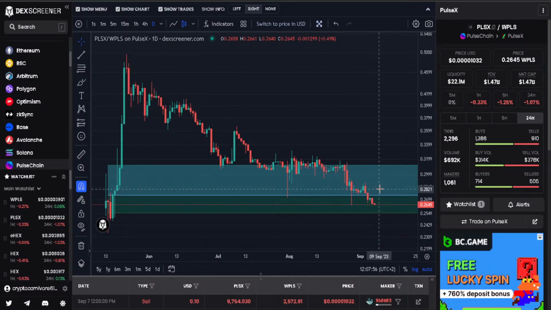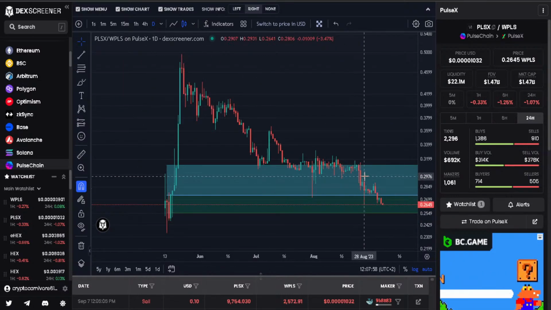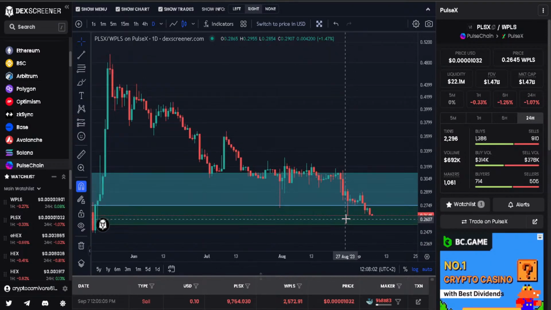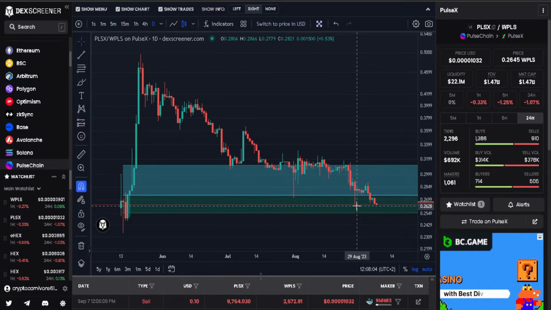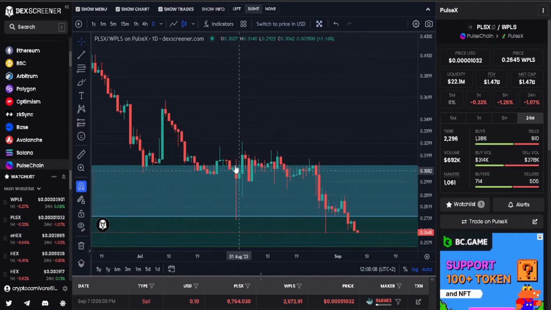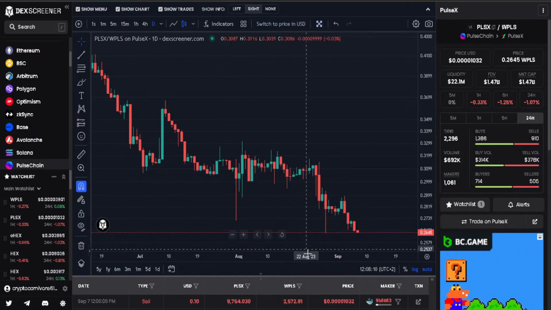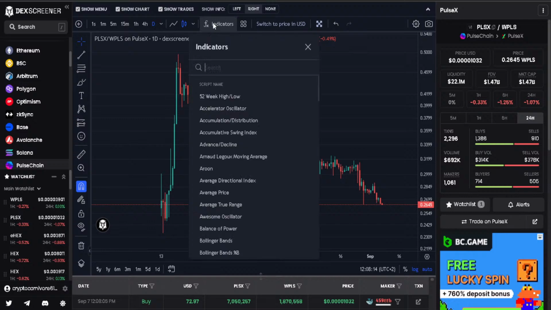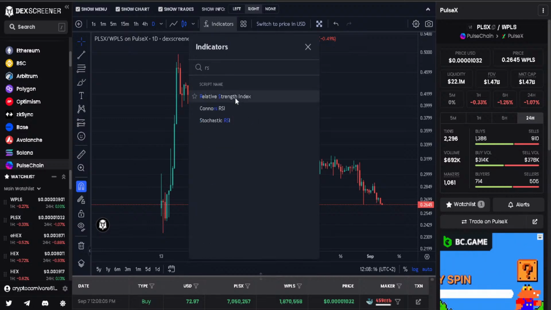Still losing value versus Pulse. It's now come all the way down and has eaten that entire tail. Now, wicks and tails like to be eaten. The tail is on the bottom, the wick is at the top, and this has now been totally consumed or eaten.